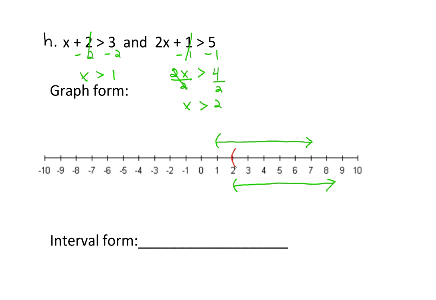We're going to use the same symbol for the line that starts there, which is a parenthesis, and then it's going to go to the right, to positive infinity. So my solution, my interval form of my solution, I would start with a parenthesis, and it goes from 2 to positive infinity, close it with a parenthesis.